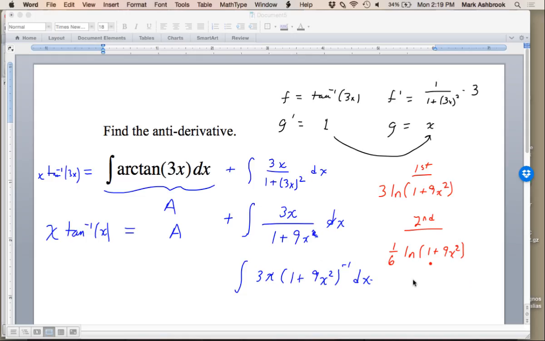And so let's just check that. The derivative is 1/6 times 1 over 1 plus 9x squared times 18x. And that should equal exactly what we started with in this integral. And it looks like it does, because 18 over 6 is 3, so 3x over 1 plus 9x squared. So, check.